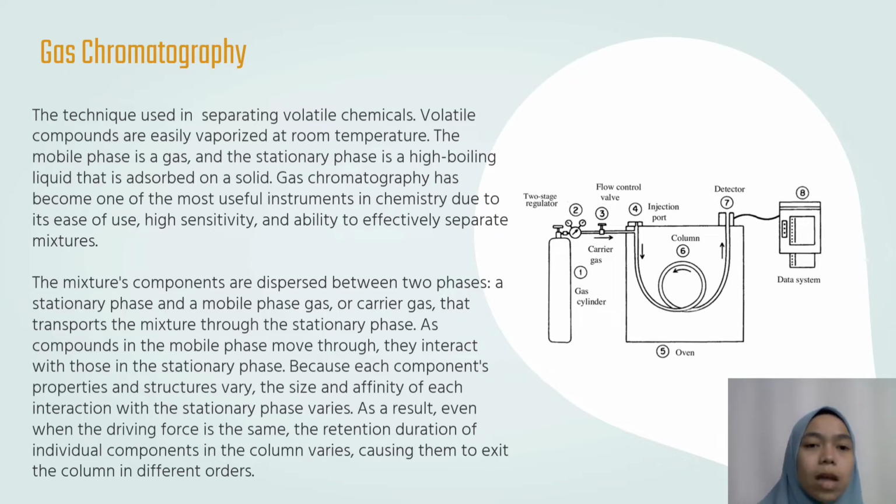Components of the mixture are dispersed between two phases, which are the stationary phase and a mobile phase or carrier gas. Carrier gas moves the mixture through the stationary phase. Compounds in the mobile phase move through while interacting with those in the stationary phase. Since each component's properties and structure are different, the size and affinity of each interaction with the stationary phase varies. As a result, even when the driving force is the same, the retention duration of individual components in the column varies, causing them to exit the column in different orders.